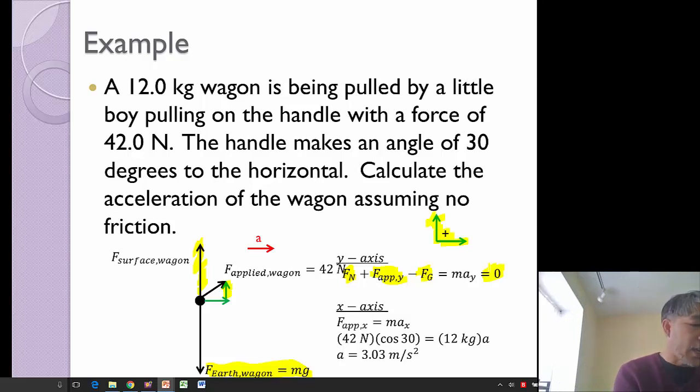On the x-axis, I only have one force, and that's my force applied x. And that's going to equal my mass of the object times the acceleration in the x direction. Using the substitution that we calculated before, my force applied x is 42 times the cosine of 30, and then I have the mass of my object times the acceleration. So I end up with a total acceleration of 3.03 meters per second squared. So that's today's lesson. Thank you very much.